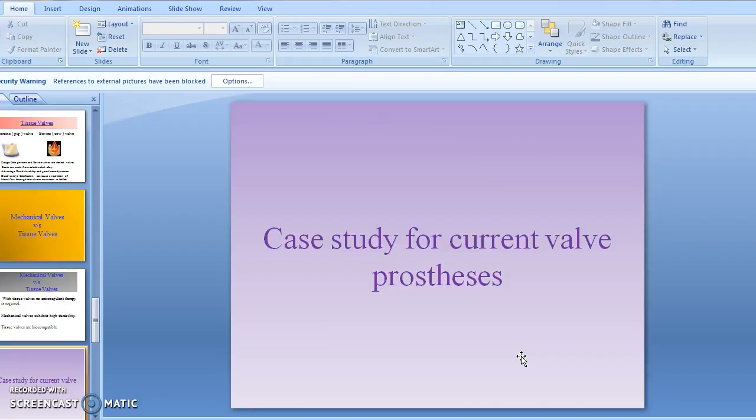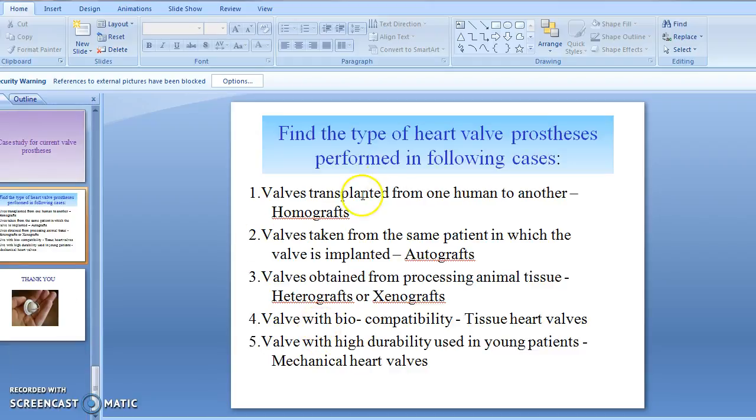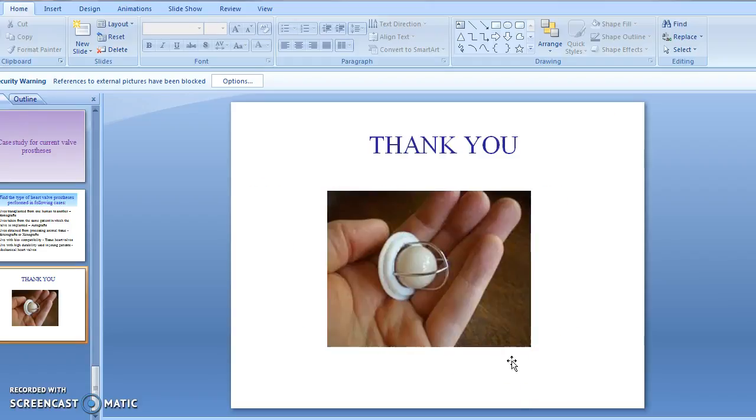Coming to the case study for the heart wall prosthesis. So mainly the walls transplanted from one human to another human are what we call homografts. The walls taken from the same patient in which the valve is implanted are what we call autografts. The walls that are obtained from processing animal tissue are what we call heterografts or xenografts. And wall with biocompatibility is called tissue heart walls, and wall that has high durability in young patients is what we call mechanical heart walls.